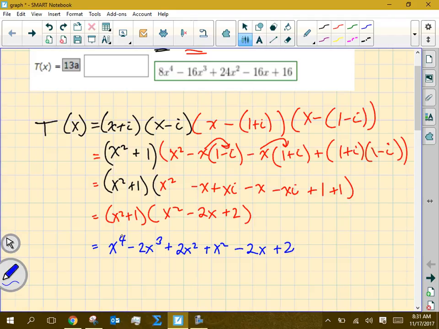Combine your like terms. So I get x to the 4th minus 2x cubed plus 3x squared minus 2x plus 2. So there's my t of x. But I have not answered this in the format that they were interested in.